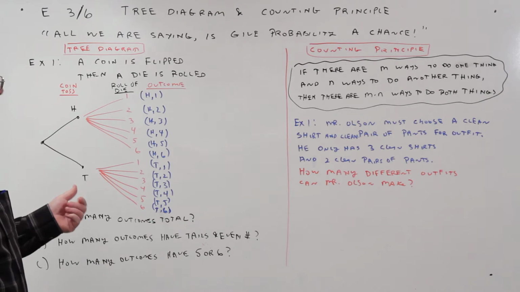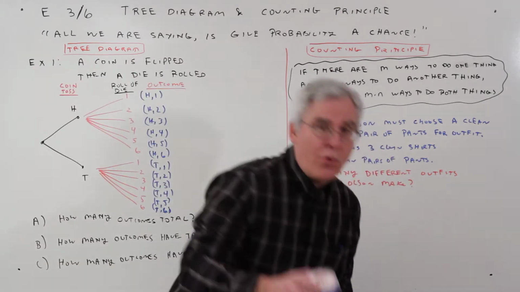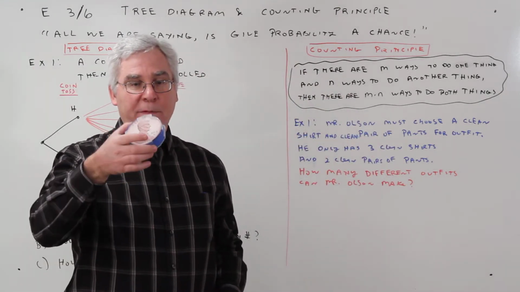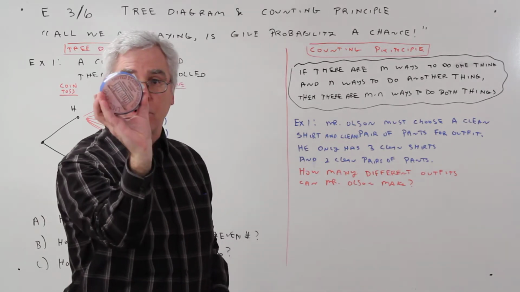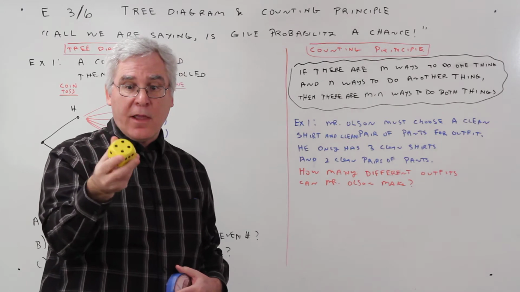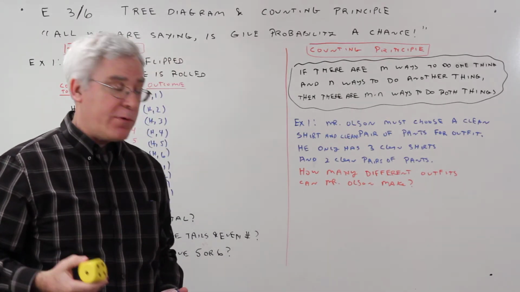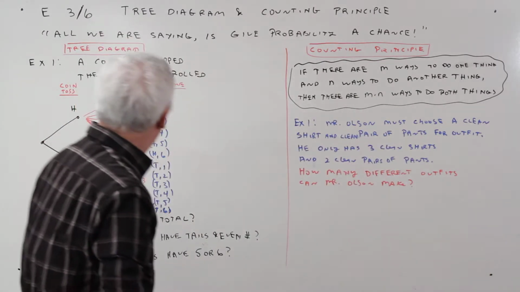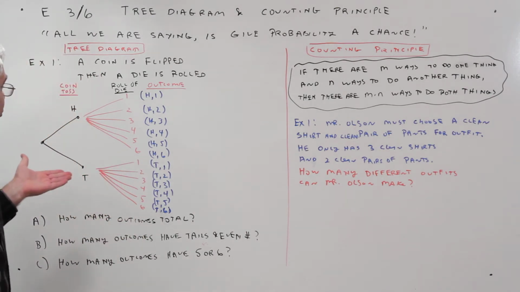Tree diagram. So a coin is flipped, and when we flip it, it could have heads or tails. And then after that, a die is rolled, and it could be 1, 2, 3, 4, 5, or 6. All right, so this is a tree diagram.